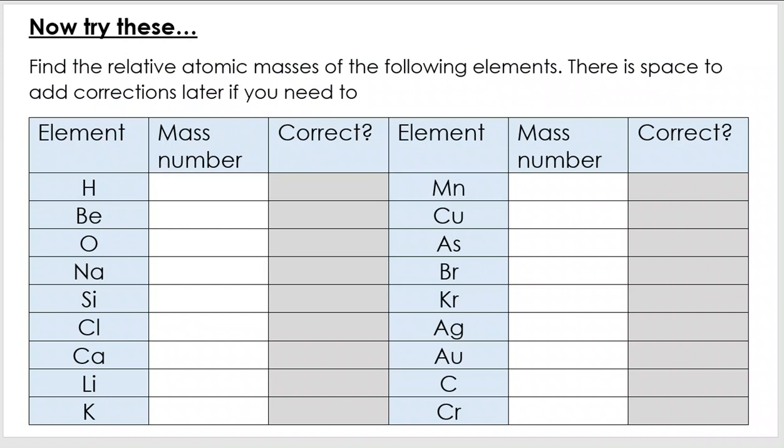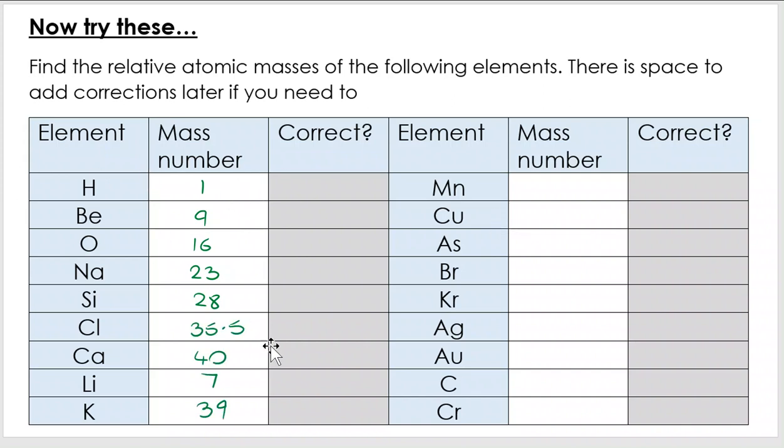Remember, that's the bigger of the 2 numbers. So the first 5, 1, 9, 16, 23 and 28. I should point out actually that hydrogen is an anomaly. It's the only example where the mass number is not bigger than the atomic number. It's the same size, and that's because it has no neutrons.